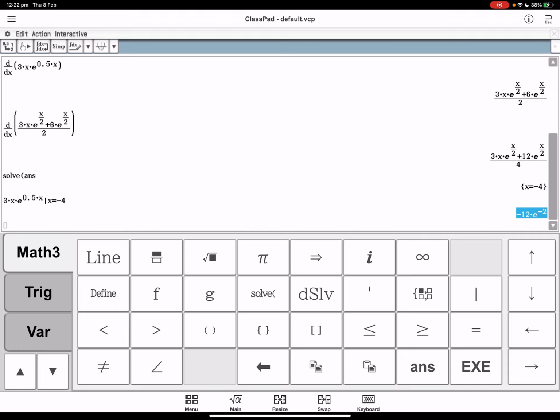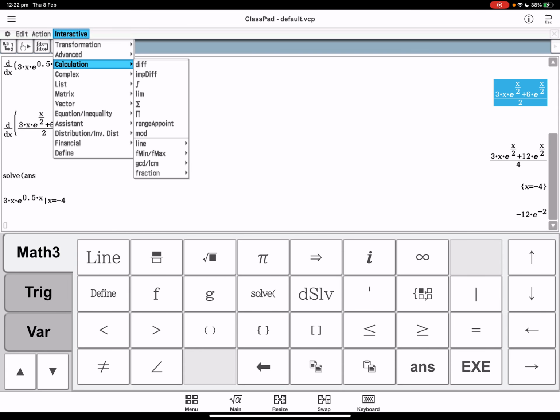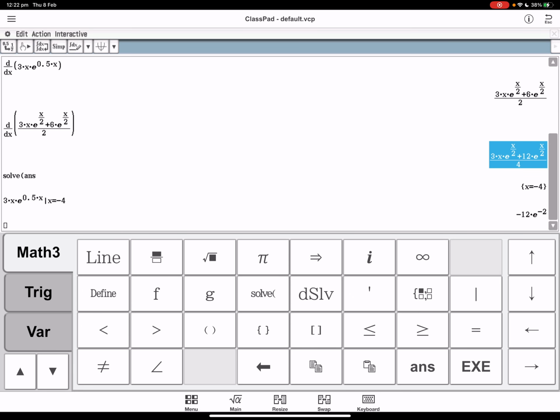By the way, something that a lot of people don't know you can do. So obviously, guys, when you do interactive calculation, that's all the options that you have. But there's something pretty cool you can do on graph mode. So let's get the original function.